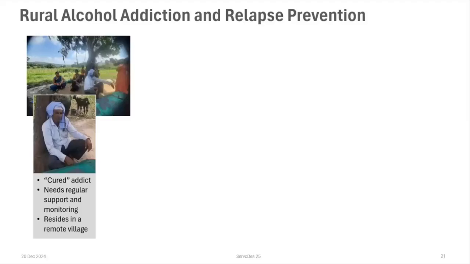So one big problem in that region is, for example, rural alcohol addiction and relapse prevention. And these are people who are located in remote villages. Some of the villages which we visited are remote villages comprising something like 1,000 people, and lots of people live on their own farms and so on.